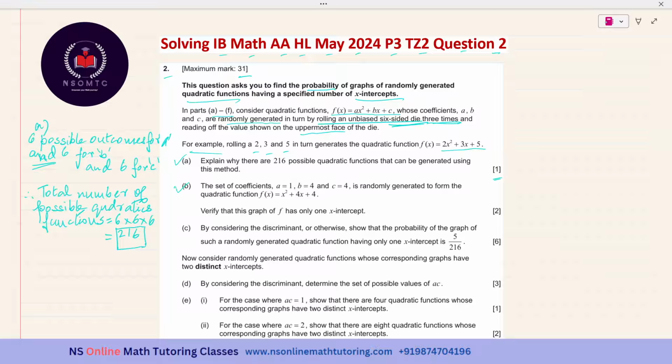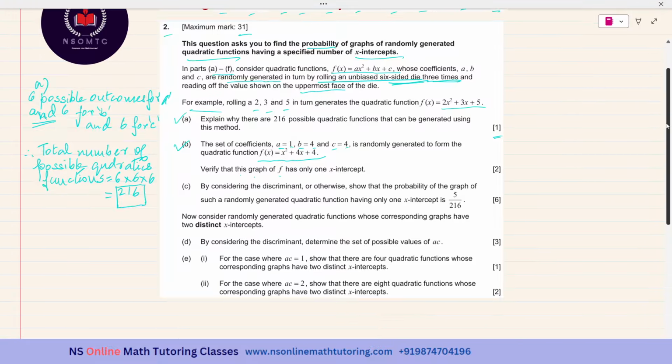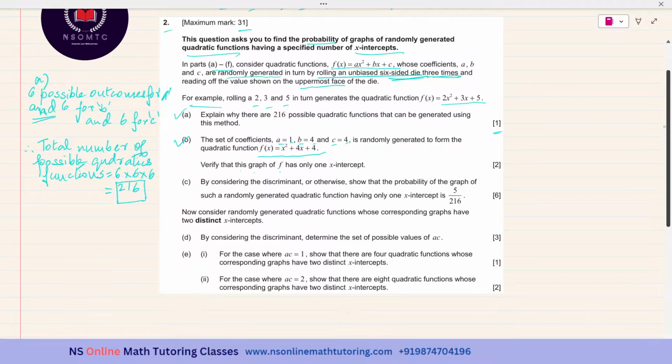Part B: the set of coefficients a equal to 1, b equal to 4 and c equal to 4 is randomly generated to form the quadratic function f of x equal to x square plus 4x plus 4. Verify that this graph of f has only one x-intercept. Okay, it is a quadratic function and its graph will have only a single x-intercept when its discriminant value will be equal to 0.